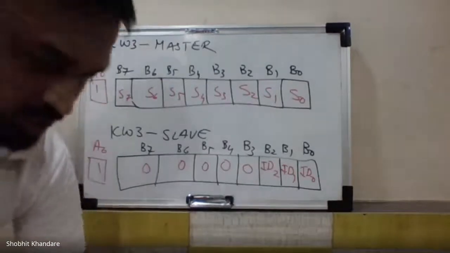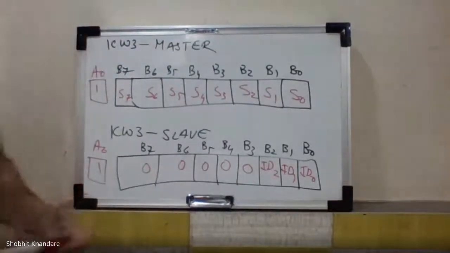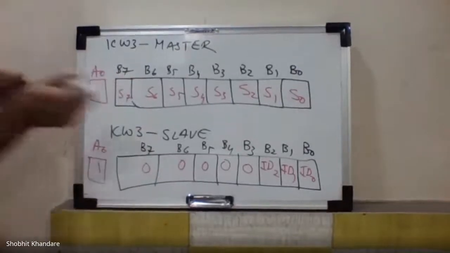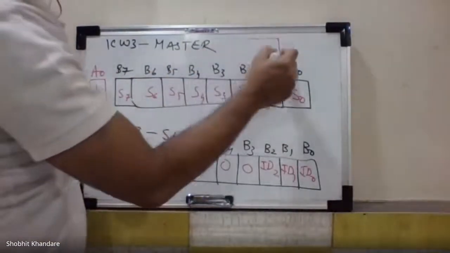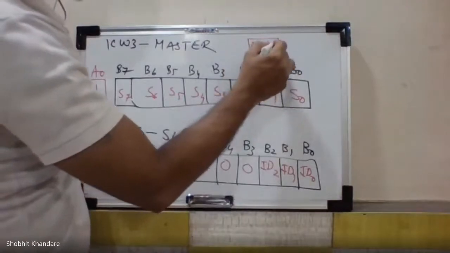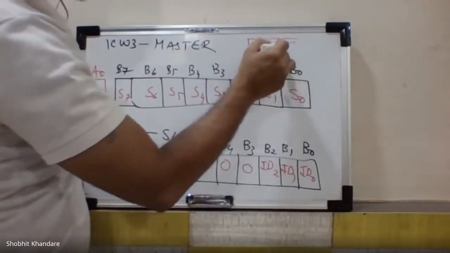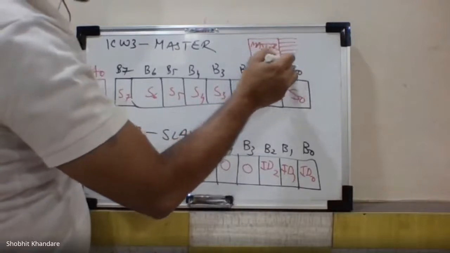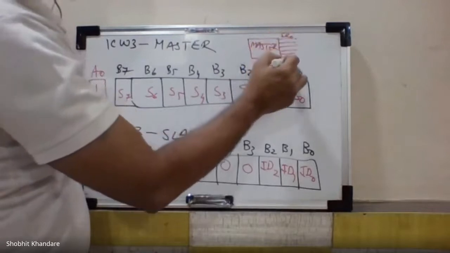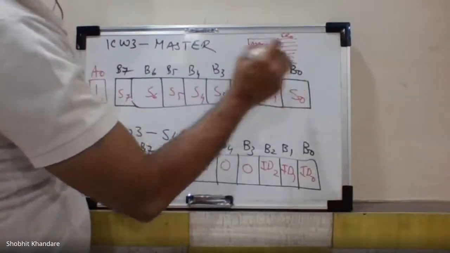So this is easy to understand. To explain this, I will just draw the figure in which we'll be able to understand. This is my master. 1, 2, 3, 4, 5, 6, 7, 8. This is IR0 to IR7.